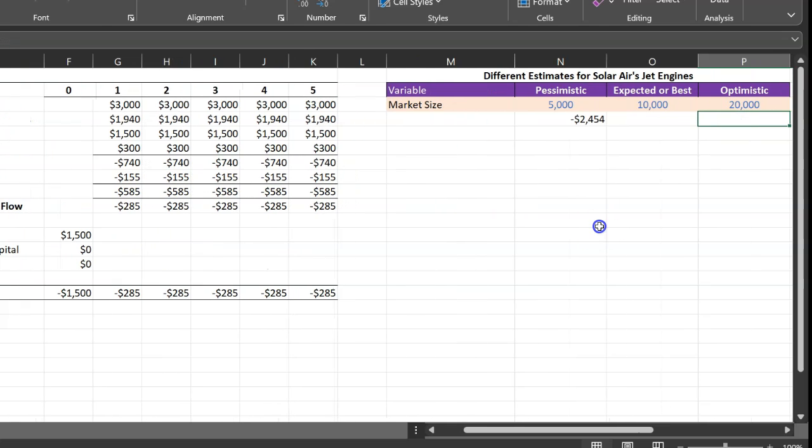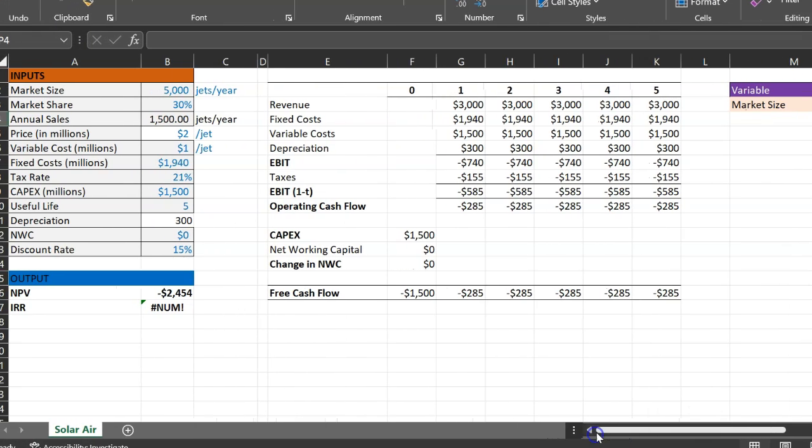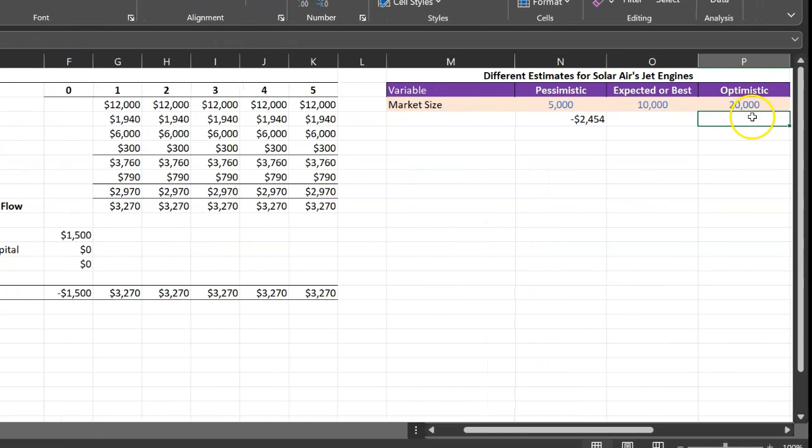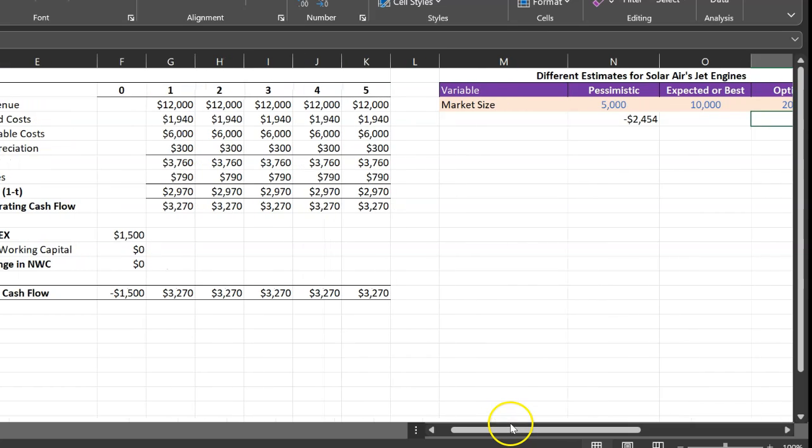And in fact, for 20,000, which is your optimistic scenario, you can say, I'll do 20,000 jets per year. And if I do this, NPV is going to be 9,463 or $9.4 million, and the IRR is going to be 217%. And you can just take this number, 9,463, and put it over here. That's fine. However, there's an easier way to do this.